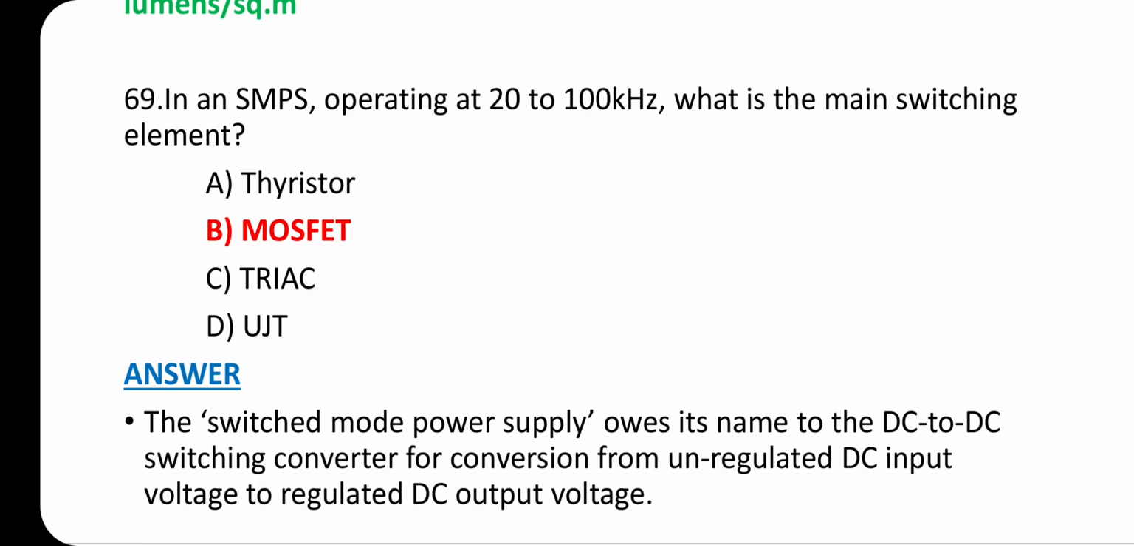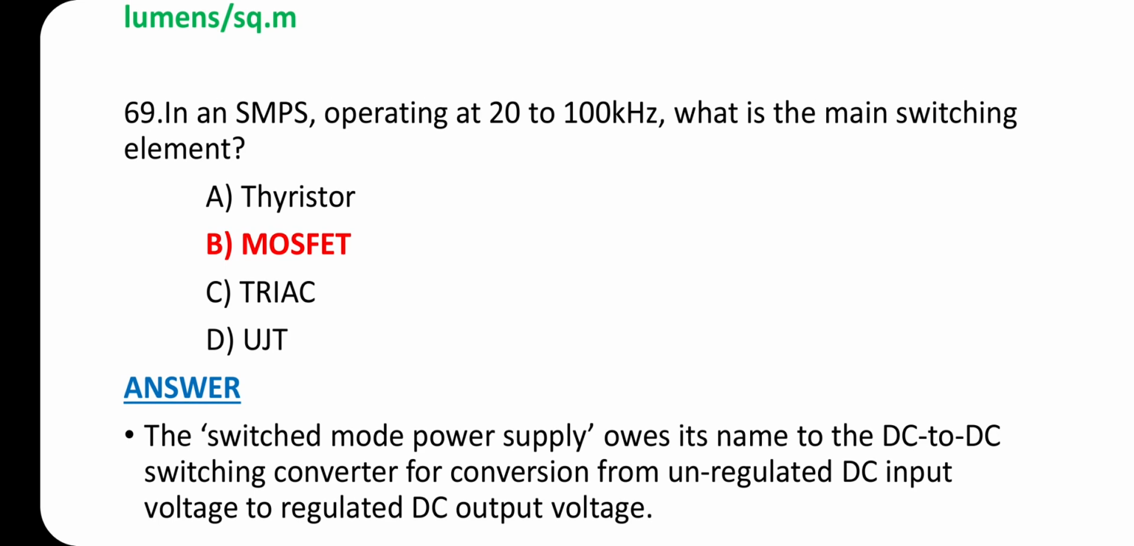Question number 68 is cancelled due to insufficient data, or the option given is wrong. So consider question number 69. In an SMPS operating at 20 to 100 kHz, what is the main switching element? Answer is option B, MOSFET.